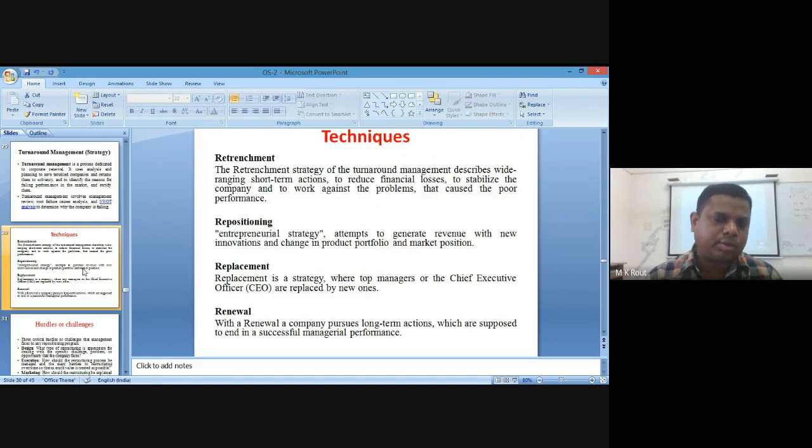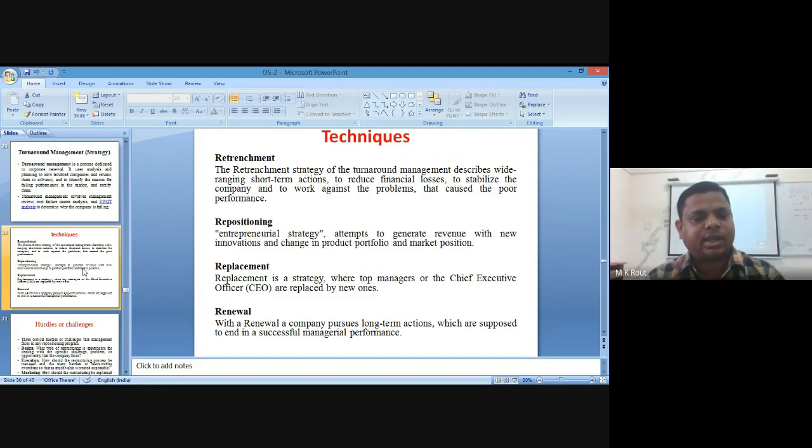Most Indian customers are focused on mileage. So whenever you remove unwanted and heavy parts from the bike, it directly affects your mileage, increasing the mileage. The next part is replacement. Replacement is a strategy where top management or chief executives are replaced by new ones. So the earlier CEO was changed or replaced by Siddharth Lal.